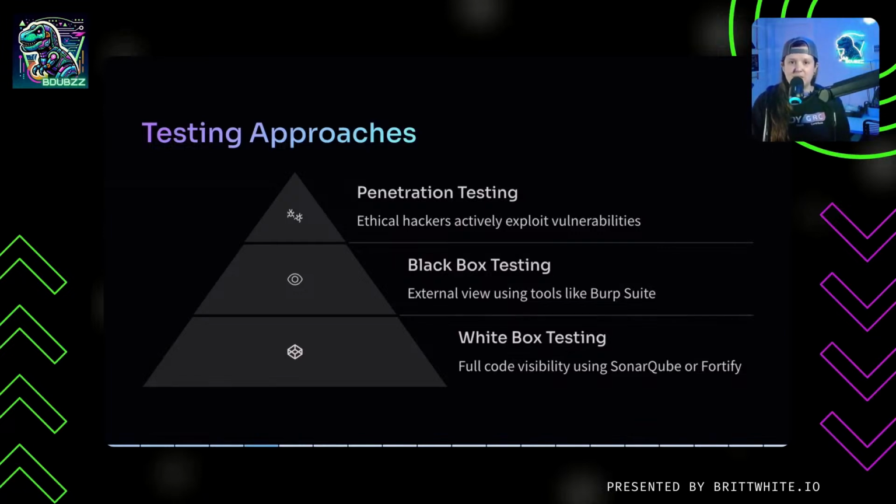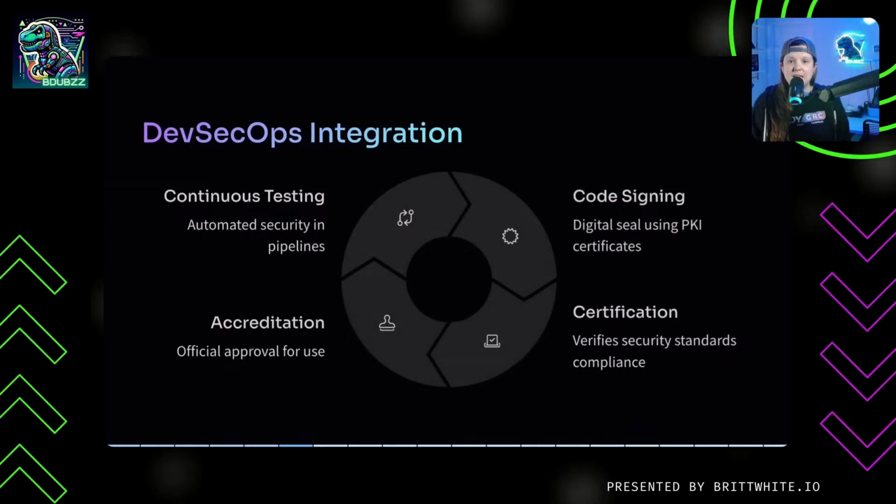Now we integrate these approaches into DevSecOps with continuous security testing through automated pipelines. While functional testing makes sure that the software works, dedicated security testing identifies vulnerabilities. Code signing adds a digital seal using PKI certificates, providing both authenticity and integrity throughout the software supply chain.